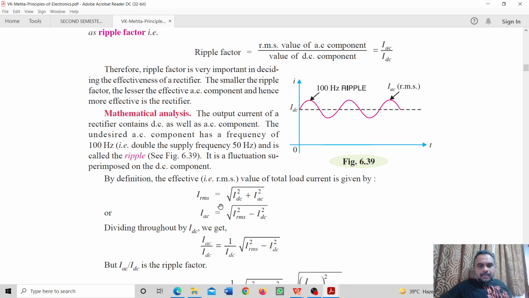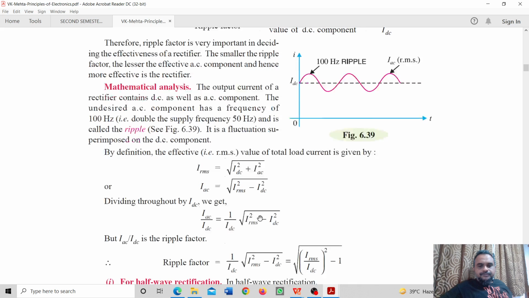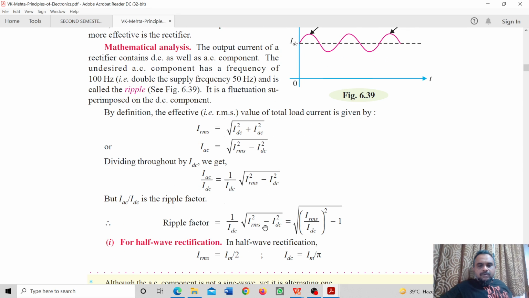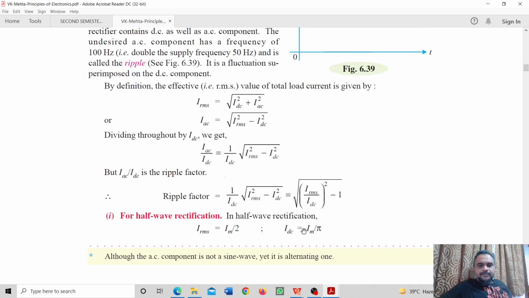In this, the total load current is nothing but the sum of the DC component and AC component. Therefore, the AC component is the square root of I RMS squared minus I DC squared. Now I divide throughout by I DC. I will get I1 by I DC equals root of I RMS squared minus I DC squared, so the ripple factor is root of (I RMS by I DC) whole squared minus 1.